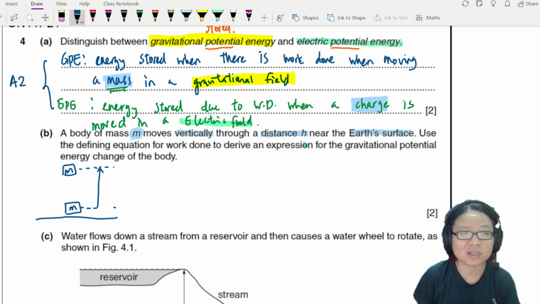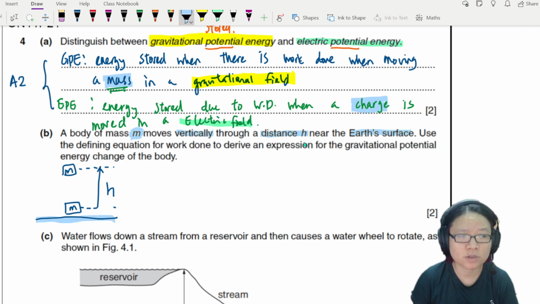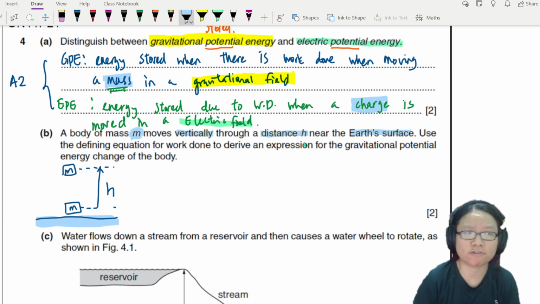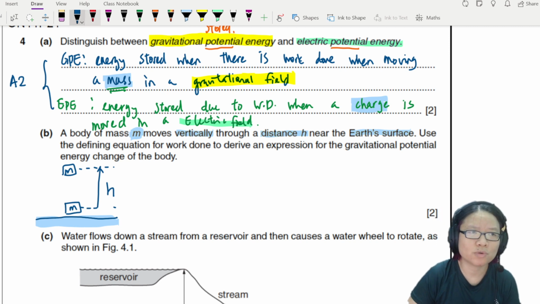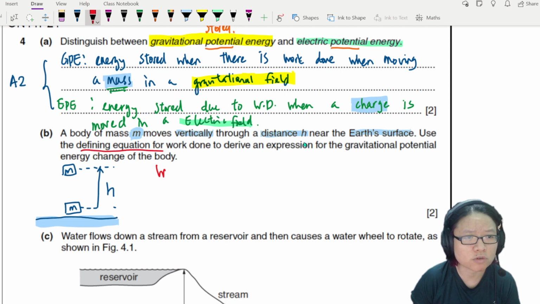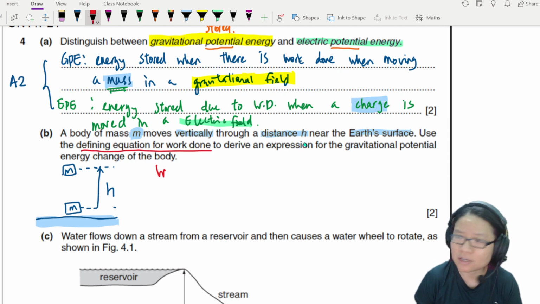Okay, because we're going to move through a distance h near the Earth's surface. So is it under the influence of the Earth's gravitational field? Duh, teacher. Of course, gravity is going to pull the mass down, correct? So I will say work done. So it says here, use the defining equation for work done. What's the defining equation for work done?